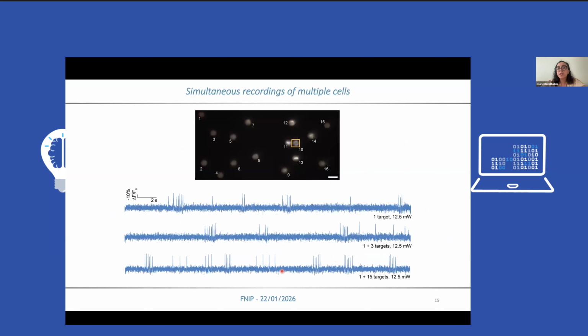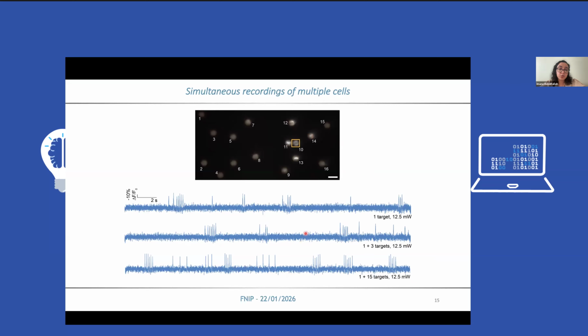So all of this characterization has been done on single cells, but as I mentioned before, we have a camera detection that allows us to record from multiple cells at the same time. And if we go back to our connectivity experiments, we also gain a lot of time if we can probe multiple cells at the same time.